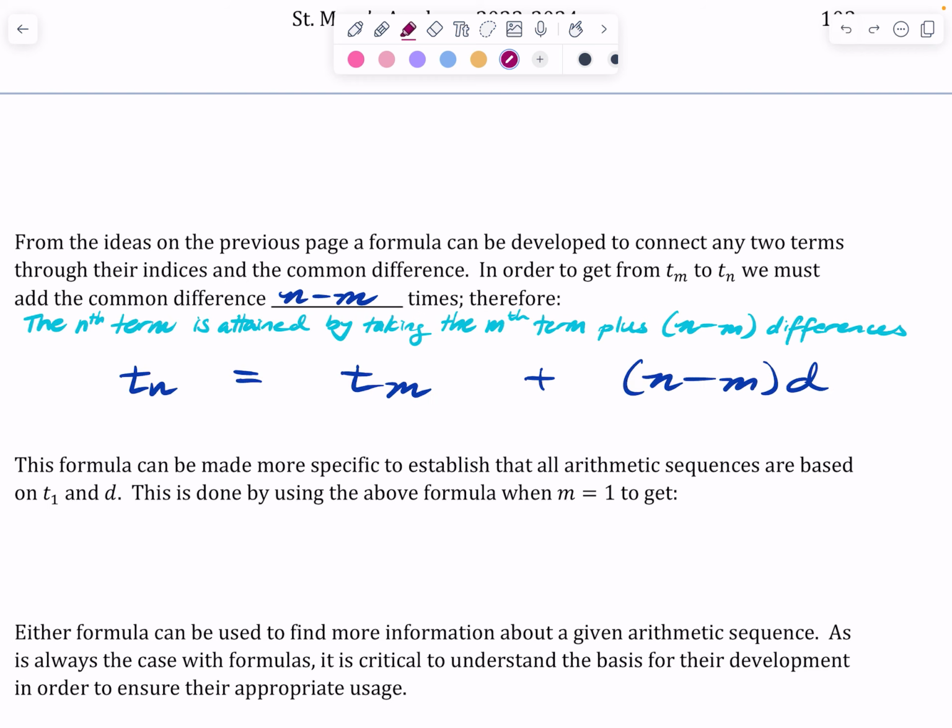If we want, we could say that all arithmetic sequences are based on just their initial value and whatever that common difference is. So that initial value being term 1 and then d. If we take this formula and we let m equal 1, then we're saying we're basing everything off of that first term. And the nth term is what we get when we take the first term and we add the difference, not n minus m times in this case, but since m is 1, it's n minus 1 times. So you can always use that formula as well.